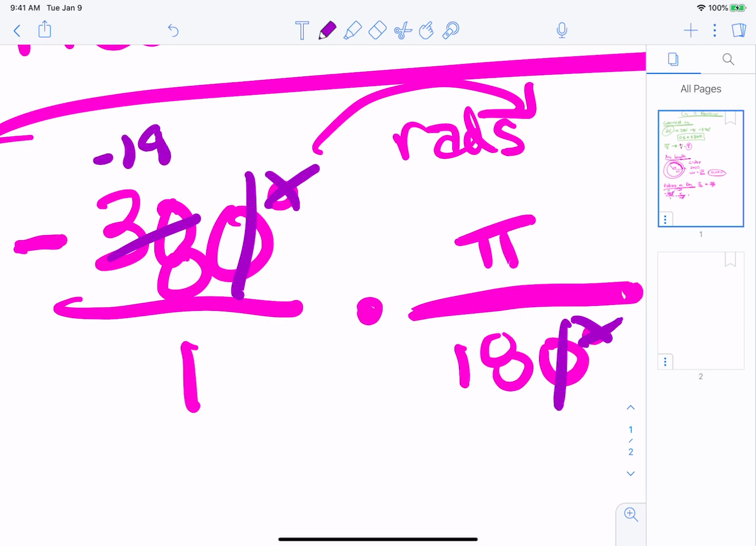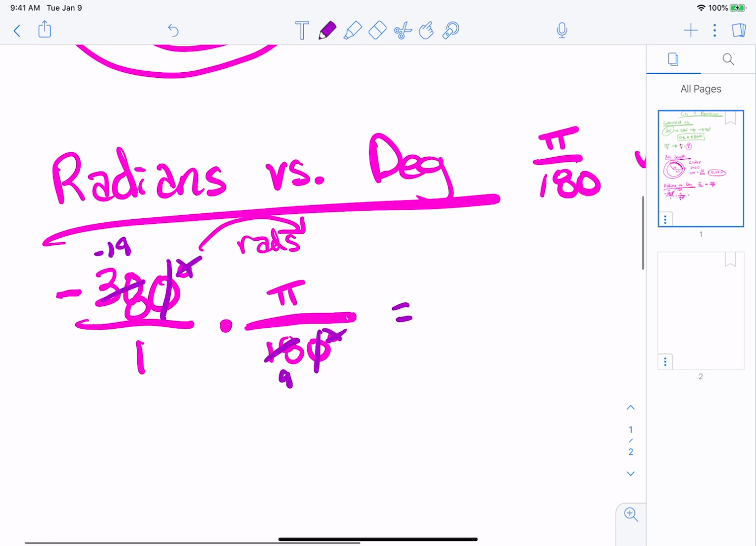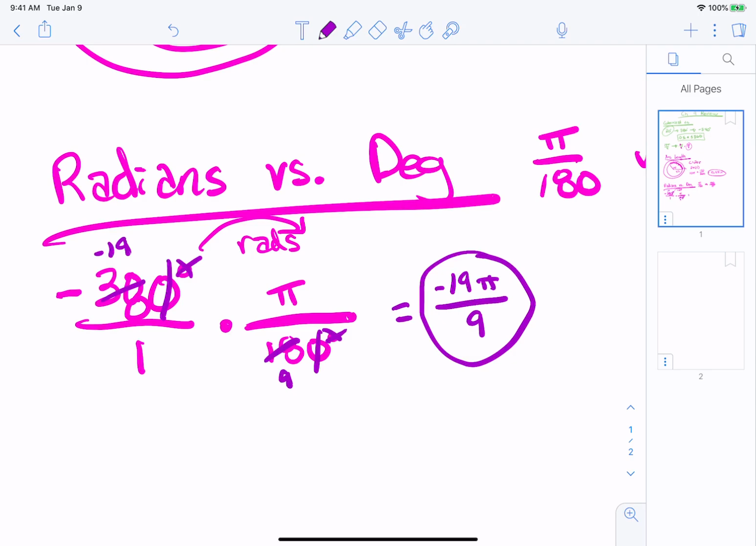So this would be negative 19. You just keep the negative. And 18 divided by 2 is 9. So what will that look like in radians? Negative 19 pi over 9. That's how you'll leave it. So kind of gross, but that's what it is in radians.